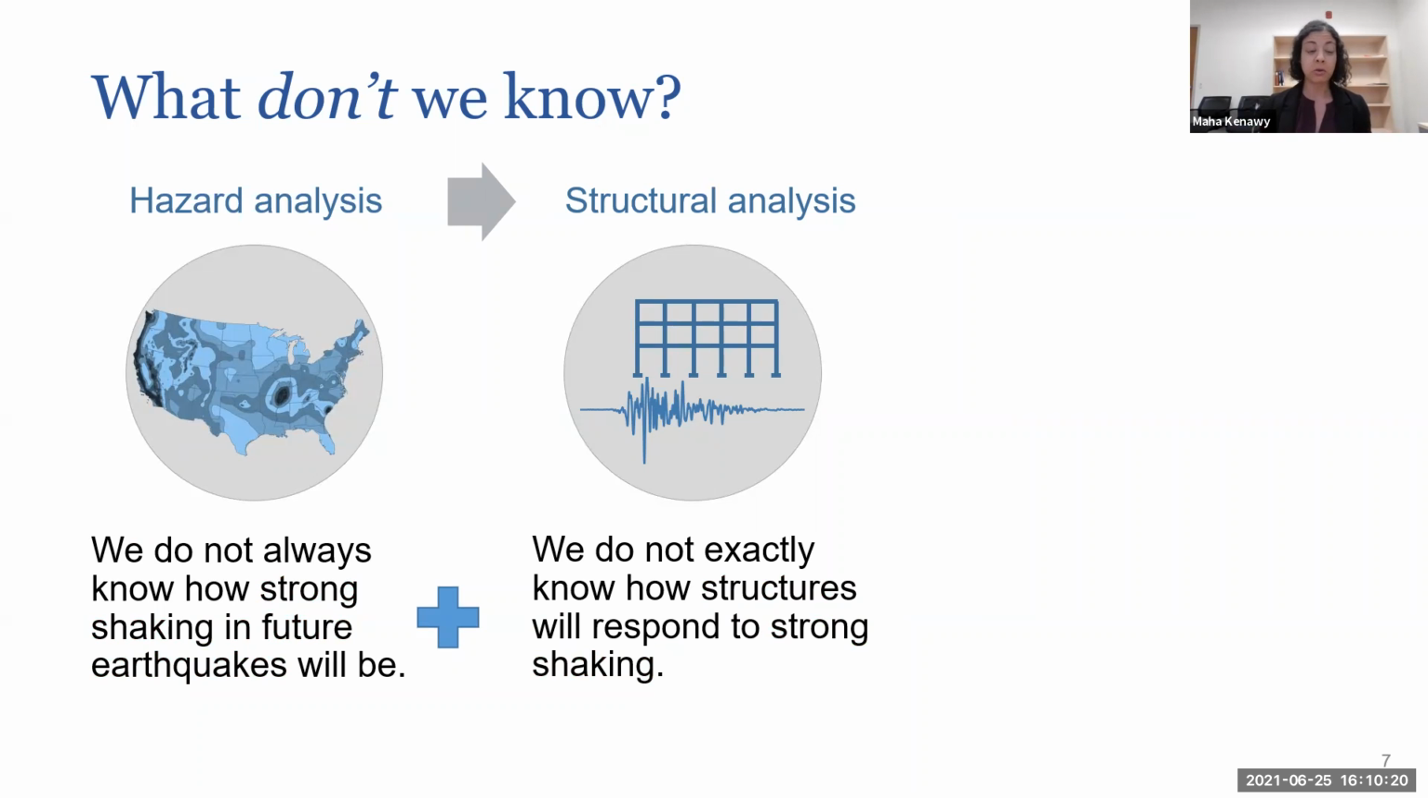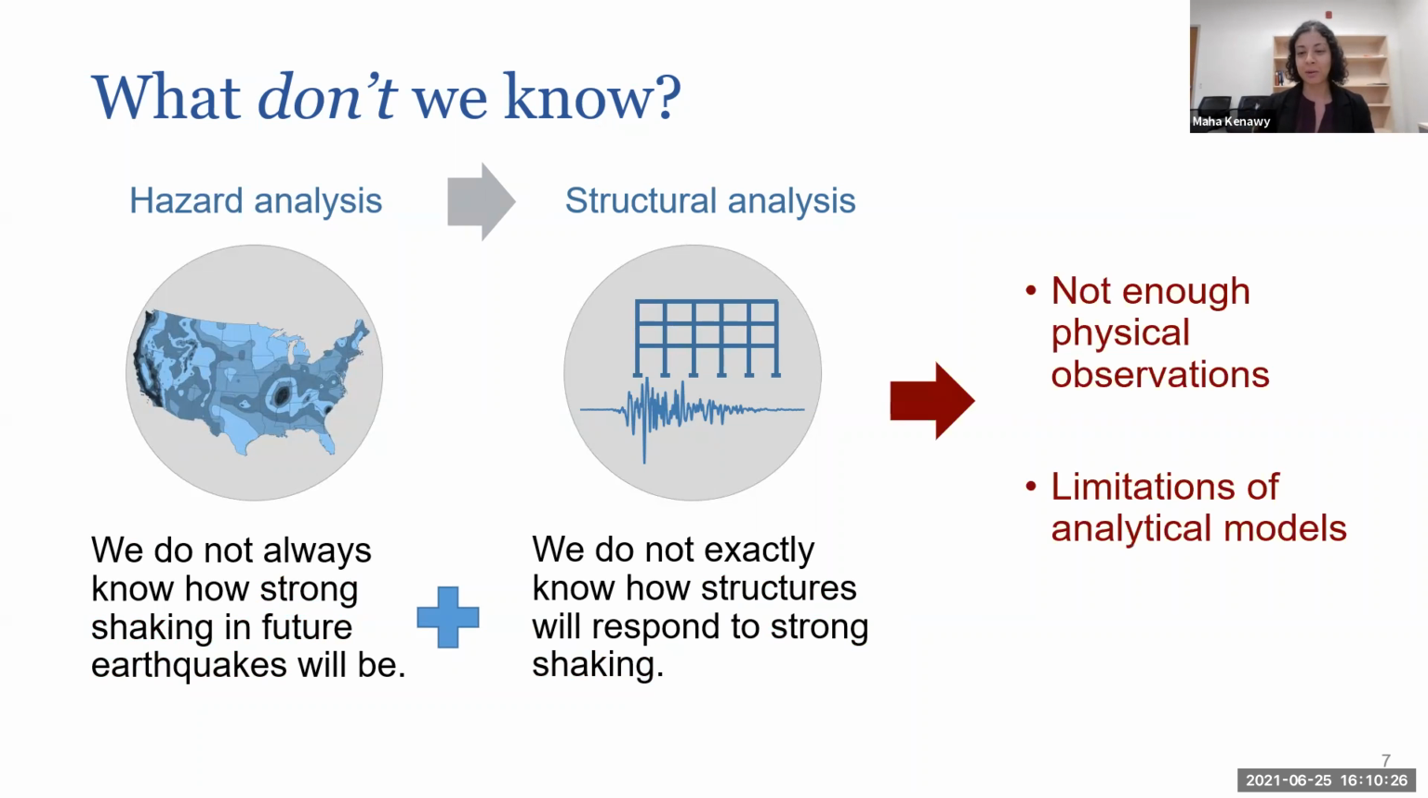And it may be clear to you why we don't know this information, or maybe not. But really, it's the same old problem that you have in all areas of research. We don't have enough physical observations, and that's why we don't know. And because we don't have enough physical observations, our analytical models are limited. They have idealizations, they're simplified, and we don't always know how to calibrate them properly to predict complex behavior.